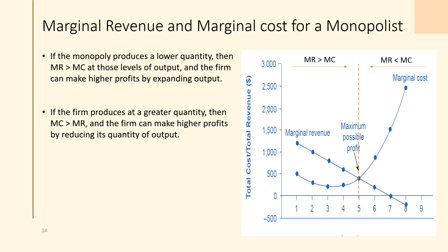If the monopolist produces fewer than 5 units, then marginal revenue is greater than marginal cost. This means producing one more unit adds more revenue than cost. So the firm can increase profit by expanding output. If the monopolist produces more than 5 units, then marginal cost is greater than marginal revenue. Now extra units cost more than the revenue they bring. So the firm can increase profit by reducing output. This is why MR equals MC is the profit maximizing rule.